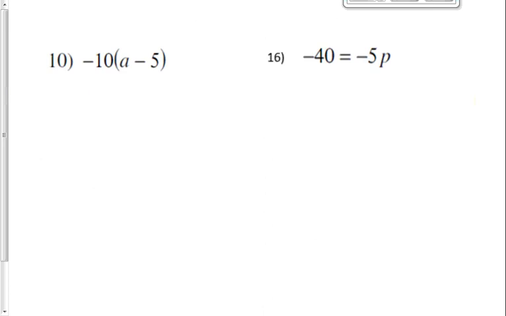So let's see what we have next. Number 10. Remember, you have a number outside of the parentheses. So this is our distributive property, our hippity-hoppity. So our hippity, we're going to multiply by negative 10. Hoppity. Distributive property. So we're going to multiply. Negative 10 times a. Negative 10 times a is just going to give me negative 10a.